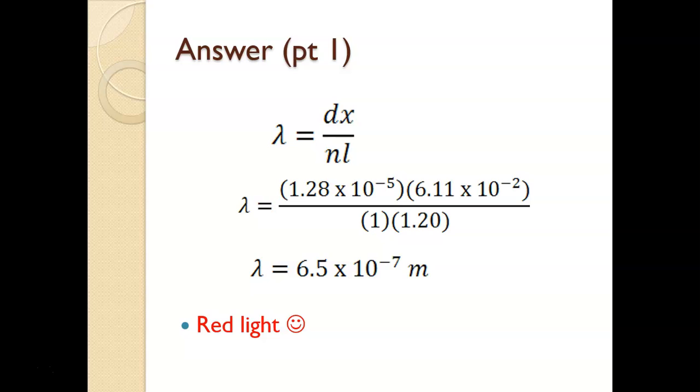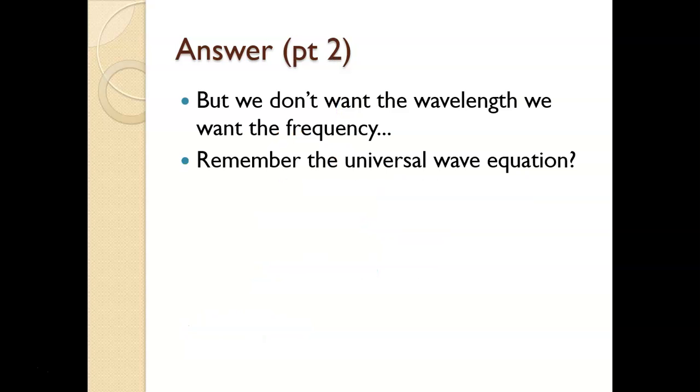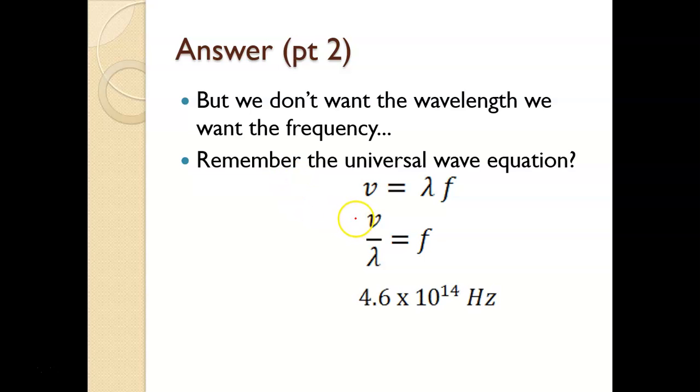But the question didn't ask about the wavelength, it asked about the frequency. But if we remember the universal wave equation, we can manipulate that, and v is equal to the speed of light, 3 times 10 to the 8 meters per second. Wavelength is that 6.5 times 10 to the negative 7 we found. We wind up with a frequency of 4.6 times 10 to the 14 hertz. And that's still red light.